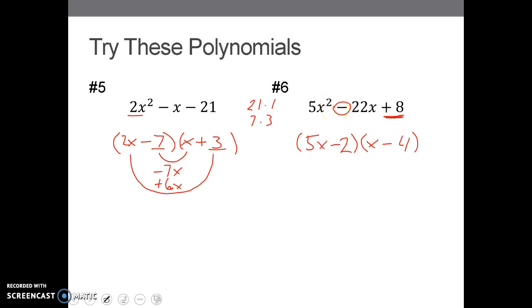And so I know that they're going to have to add up to a negative number. So positives aren't going to work. So if I check my inside terms, this is negative 2x.